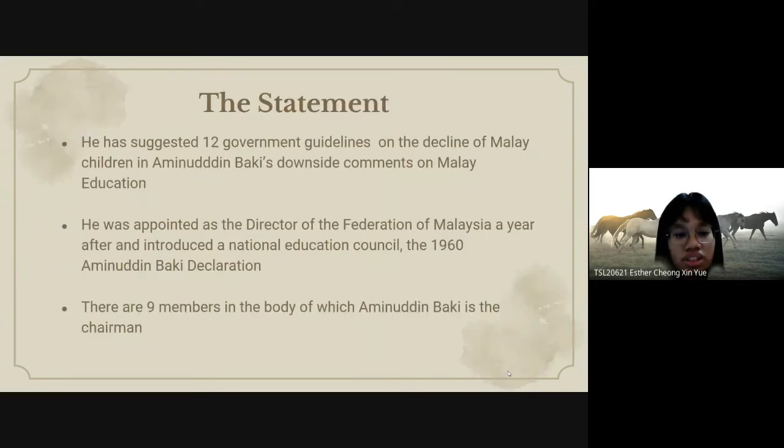So these are the statements in the Aminuddin Baki Report 1964. He suggested 12 government guidelines on the decline of Malay children in Aminuddin Baki's comment on Malay education. He was appointed as the director of the Federation of Malaysia a year after and introduced a National Education Council. There are 9 members in the body, of which Aminuddin Baki is the chairman.